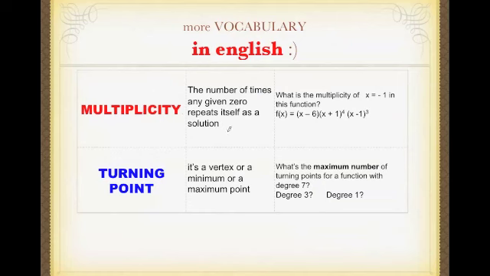In English, what all of this means is multiplicity is a fancy word for the number of times any given zero repeats itself in a solution. So what is the multiplicity of -1 in this function? This is the factor that has -1 as a 0, because to find it, I set that factor equal to 0, so x equals -1. It's repeated 4 times, so the multiplicity is 4, which is even.